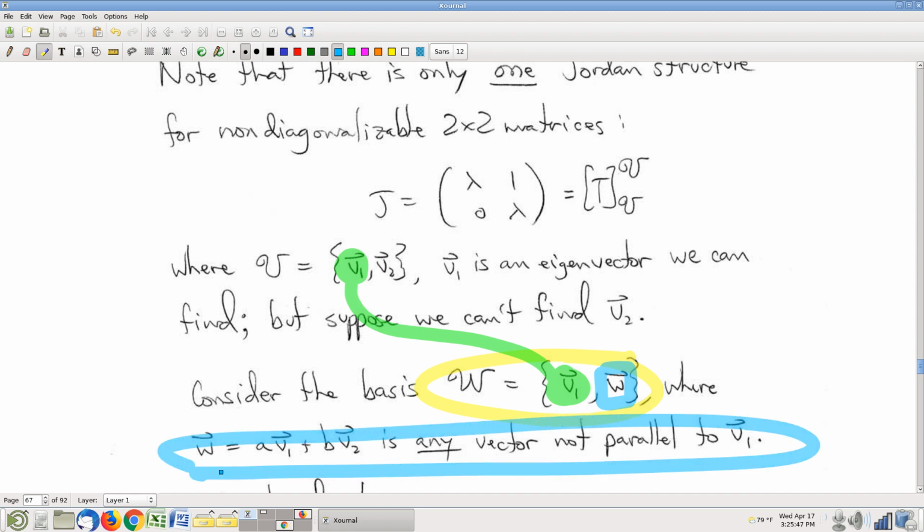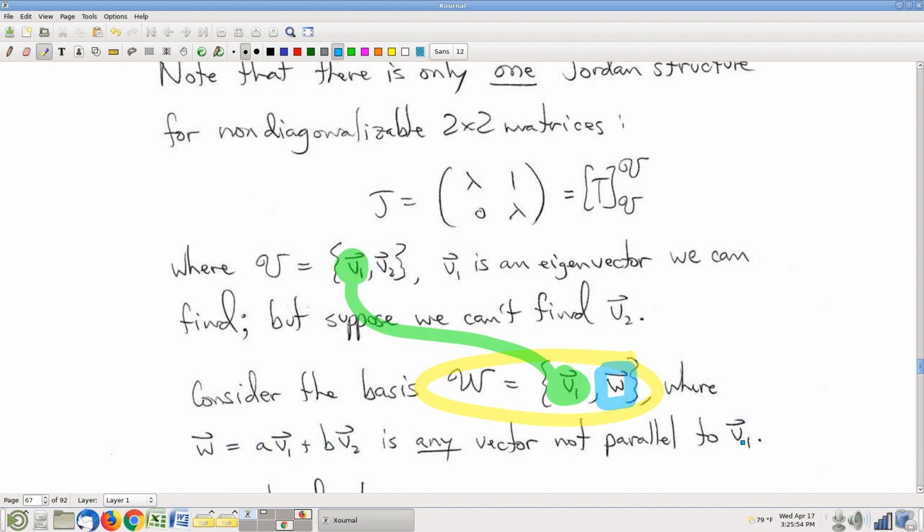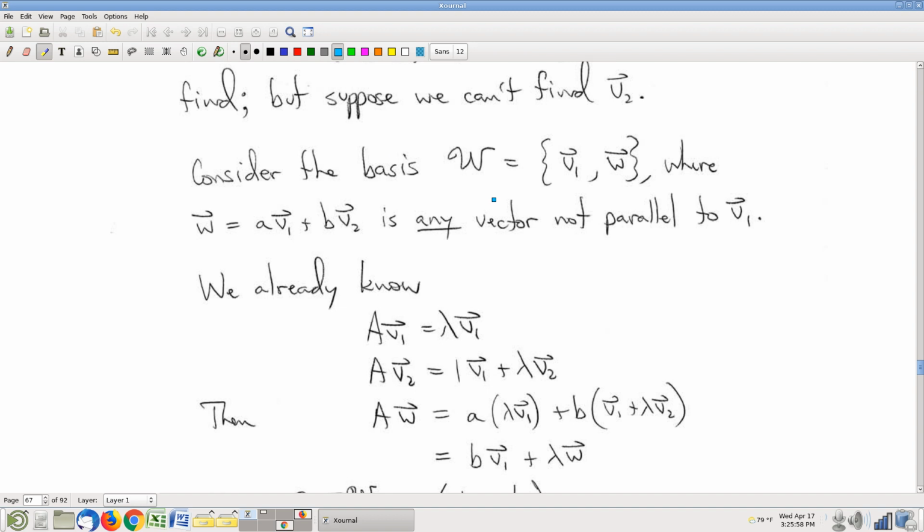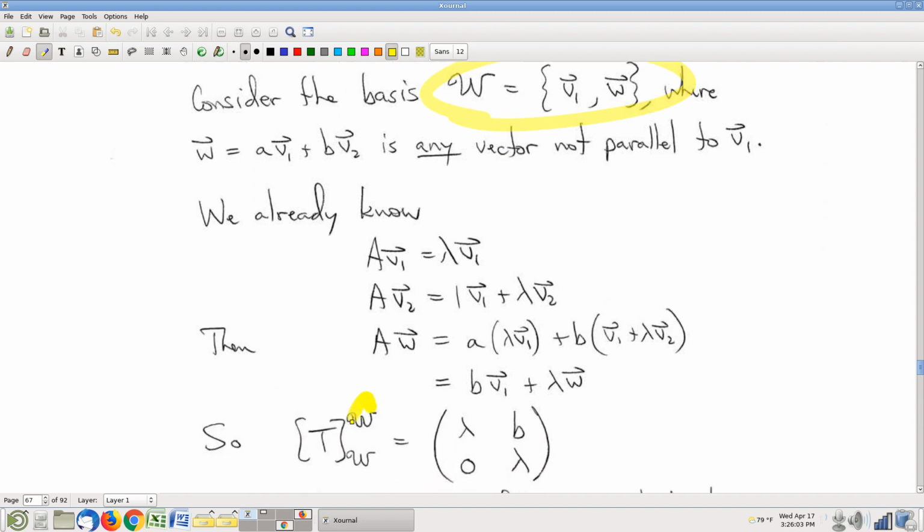As long as it makes a basis, of course. I mean, obviously don't pick a multiple of V1. Don't pick the 0 vector, something silly like that. Okay, any old vector. And what's wonderful is if you take this new basis, and if you write your matrix with respect to that new basis, here's what it turns into.